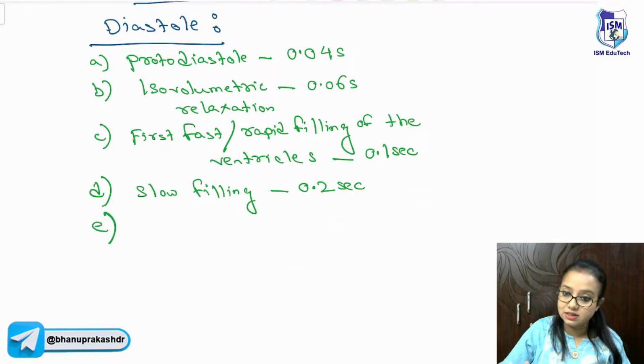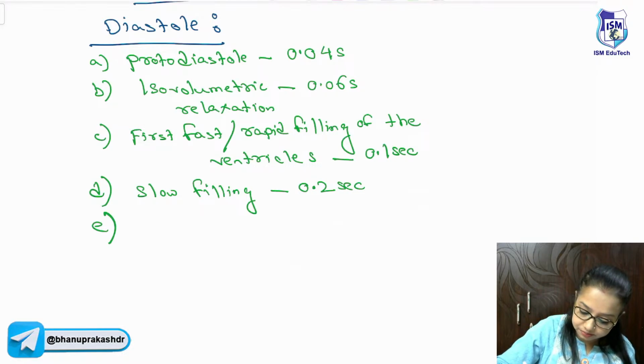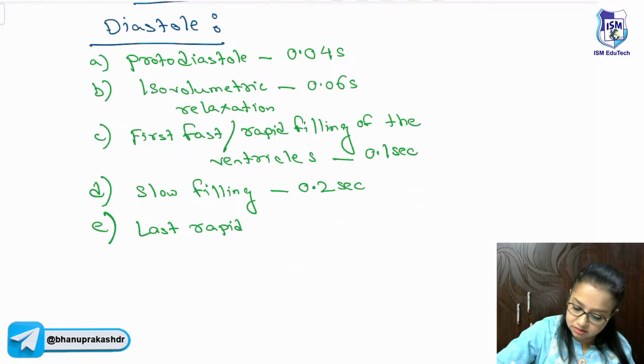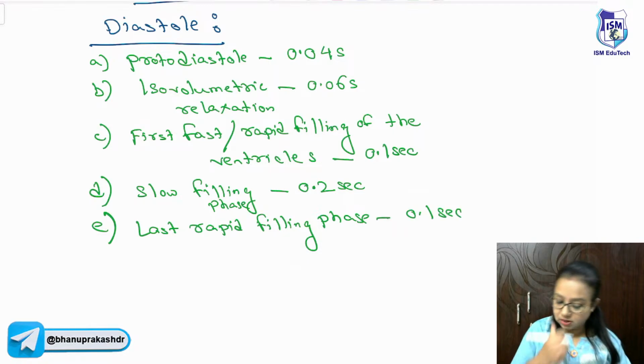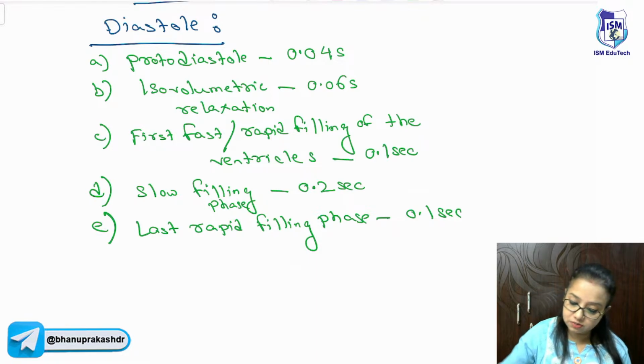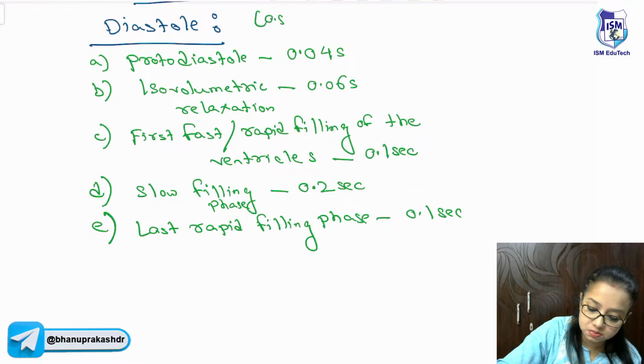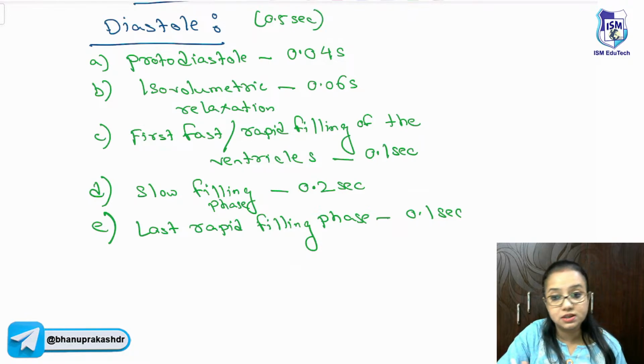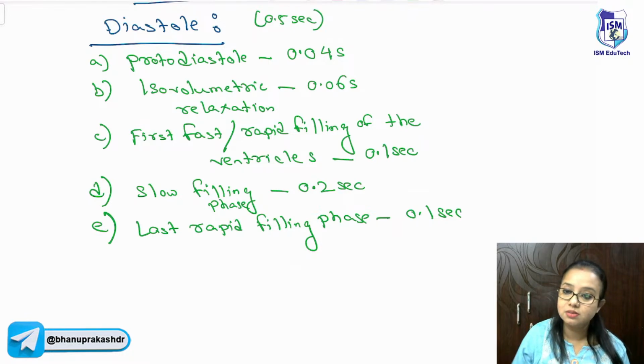Then at last there is another filling phase, which is the last rapid filling phase. Now this is also 0.1 second. Okay. So if you count here, it's 0.4 plus 0.1, about 0.5 second in the diastole. The total time that the ventricle spends in the diastole is 0.5 second, and this is the breakup.